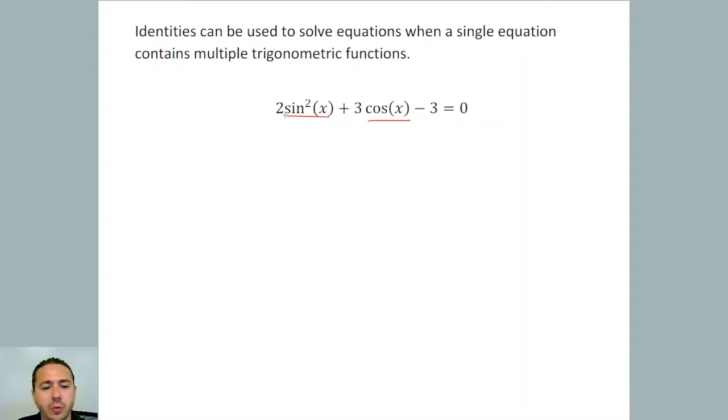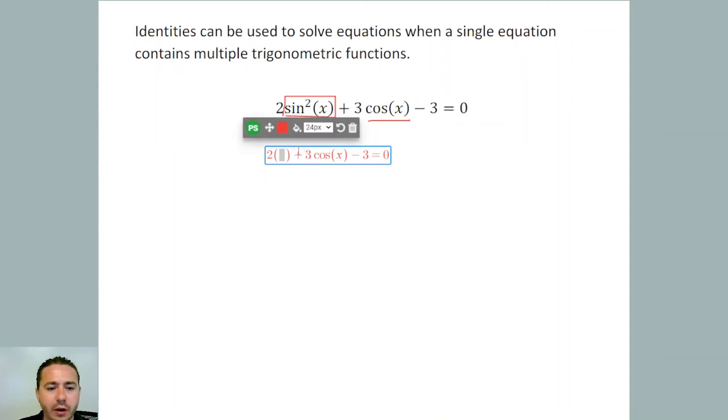And so what we're going to do is rewrite this sine squared x in terms of cosine, so that all we have is just straight cosines across the board. So we're going to have 2, and I'm just going to put parentheses here for a second, and that's what I'm going to fill in: instead of sine squared x, what is it equal to? But the rest of this should be the same.